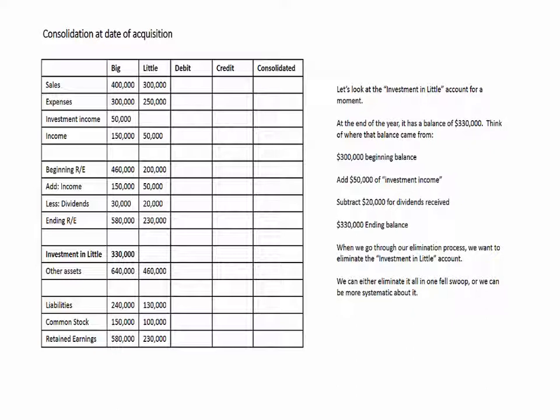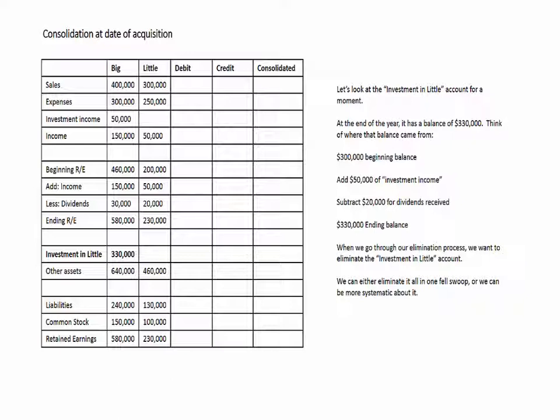Now let's go ahead and look at the investment in little account for a moment. Again, I mentioned this earlier. The end of year balance is $330,000. That's comprised of the beginning balance of $300,000. We added the $50,000 of investment income. We took away the $20,000 of dividends received, and so we have an ending balance of $330,000. Now, in the consolidation process, that investment in little account has to go to zero. We can't have an asset as an investment in ourselves on our consolidated balance sheet. So that account has to go to zero.